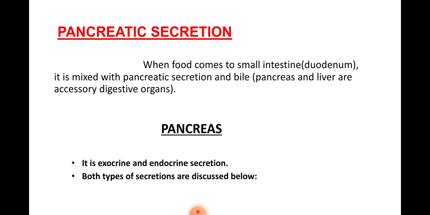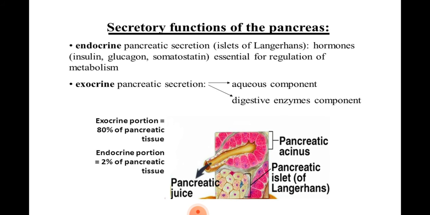The pancreas is a mixed gland that secretes both types of secretions, endocrine and exocrine. The exocrine pancreatic secretion contains an aqueous component and a digestive enzymes component. The exocrine portion is 80% of pancreatic tissue, whereas the endocrine portion is 2% of pancreatic tissue.